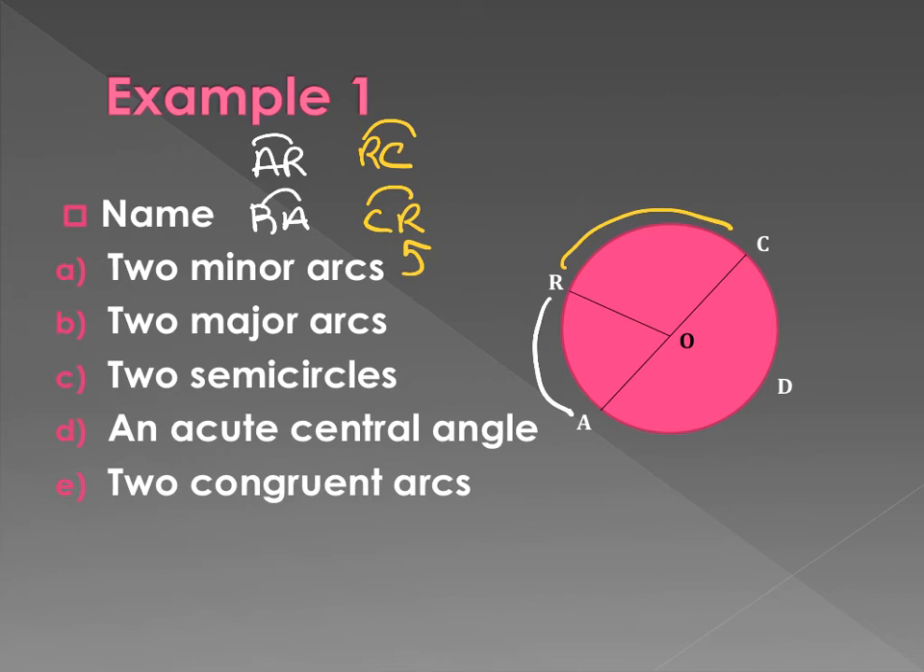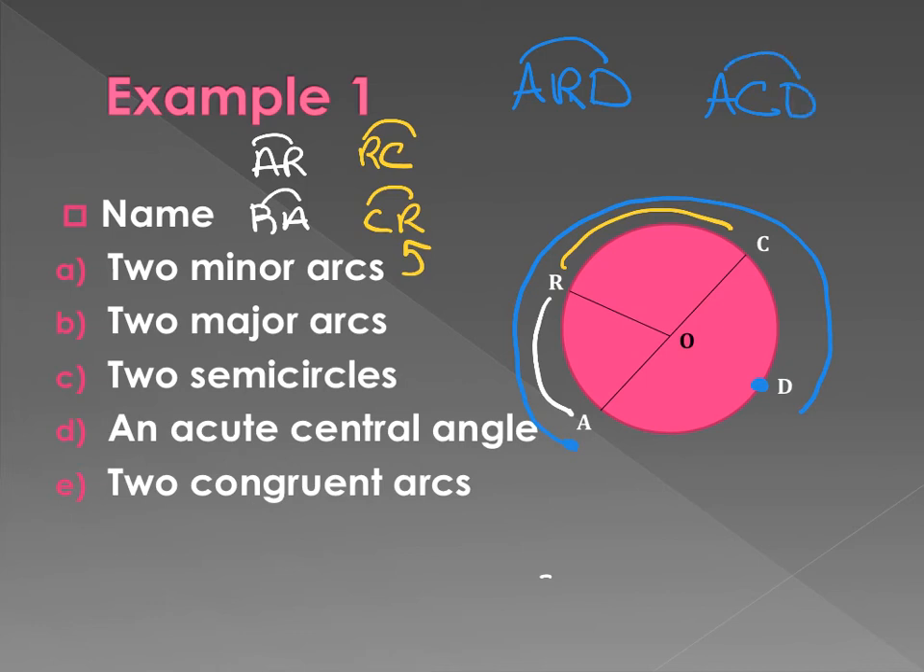Next, we need to name two major arcs. Remember, the major arcs need to be greater than 180. So it only wants me to find two. So I could go here and I could say start at A. Let's see if the blue will show up. I could go from A to R to D. So I could say a major arc would be ARD. If you didn't want to use the R, you could have said ACD.